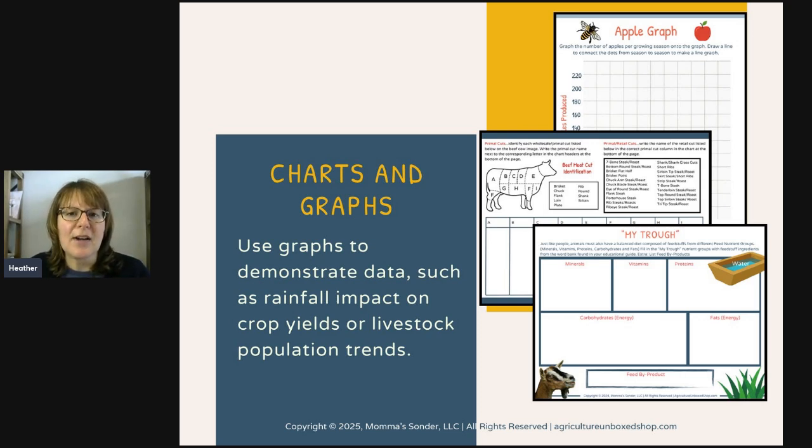Or you have the MyTrough chart here that categorizes the different feeds into nutrient groups. So they had to visually see the different educational concepts that they are trying to learn there. So those are some examples of the charts and graphs that you can use in that learning style.